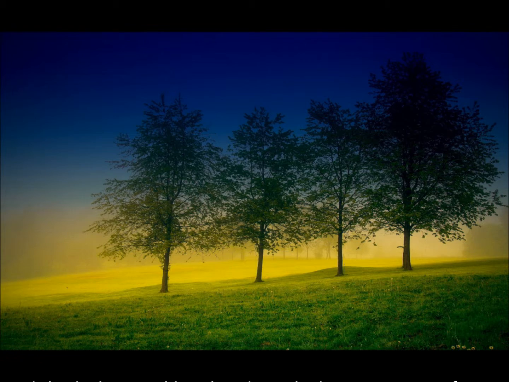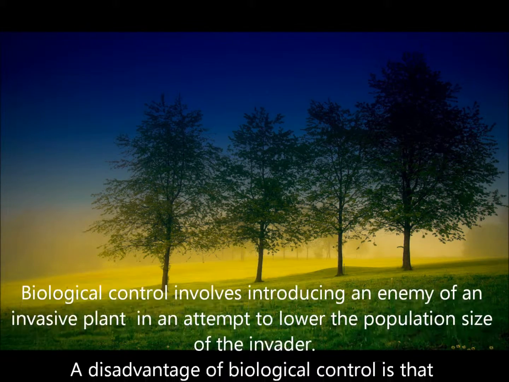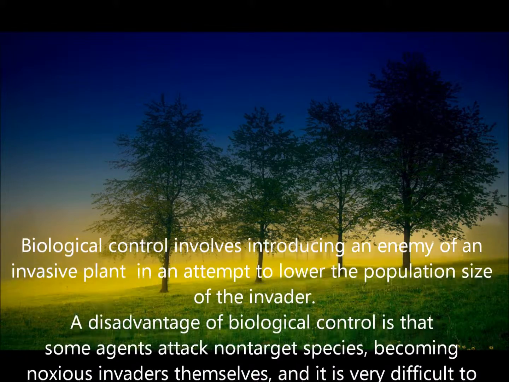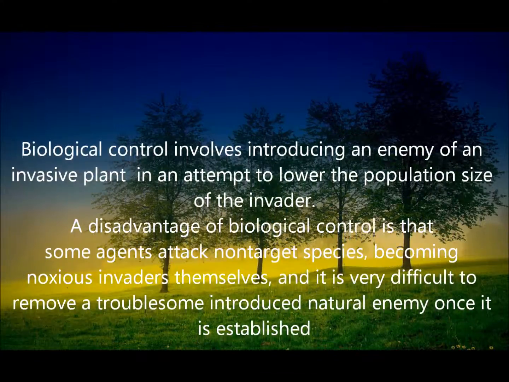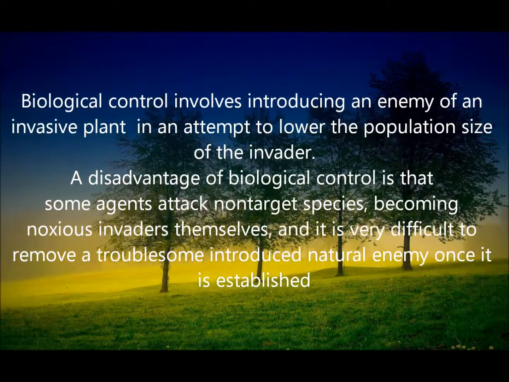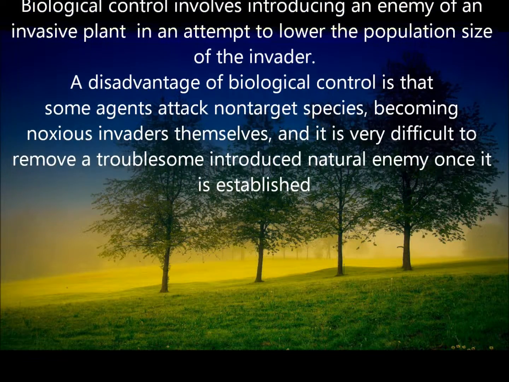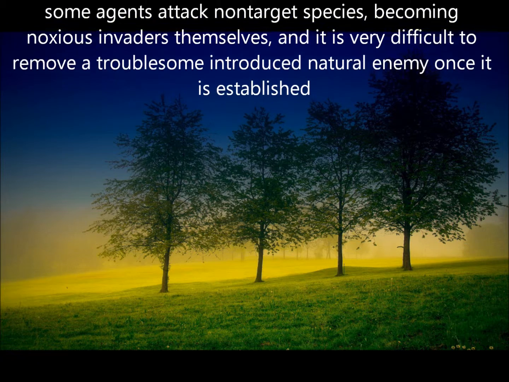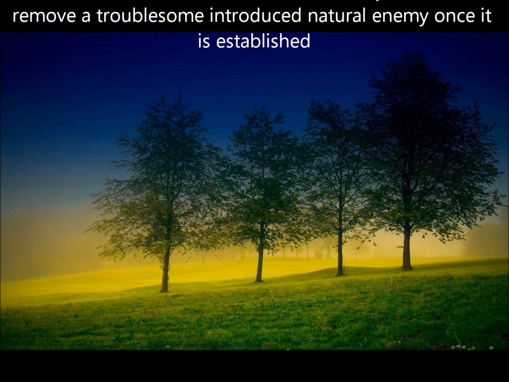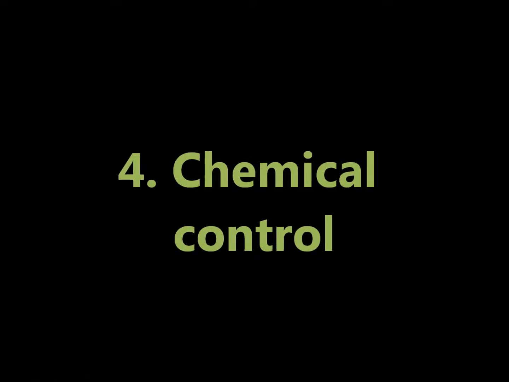Biological control involves introducing an enemy of an invasive plant in an attempt to lower the population size of the invader. A disadvantage of biological control is that some agents attack non-target species, becoming noxious invaders themselves, and it is very difficult to remove a troublesome introduced natural enemy once it is established.